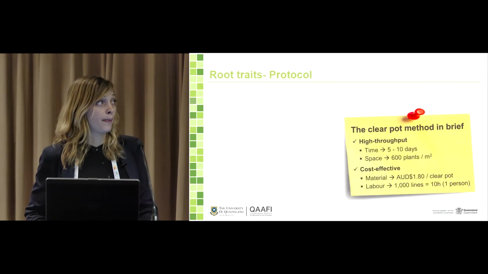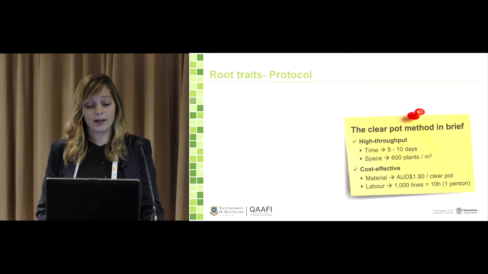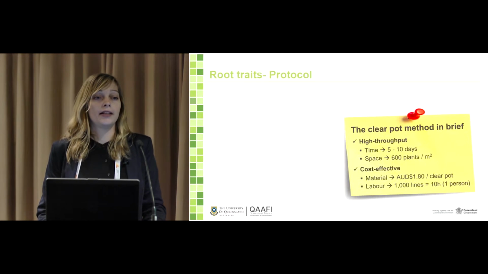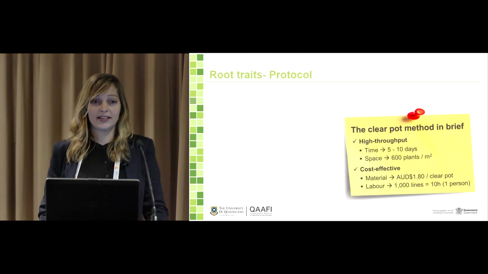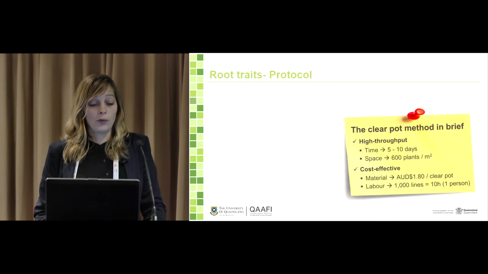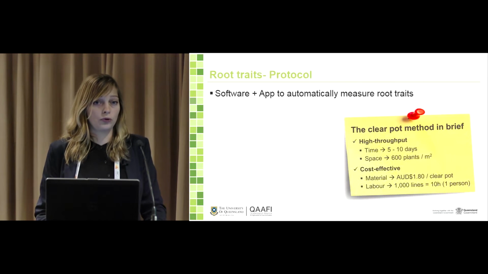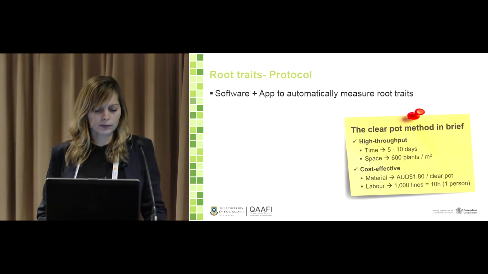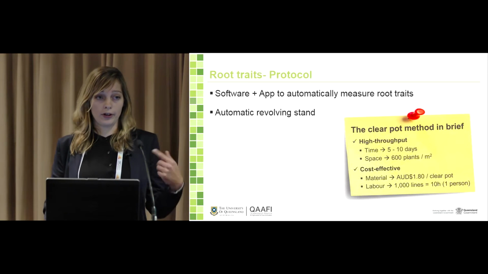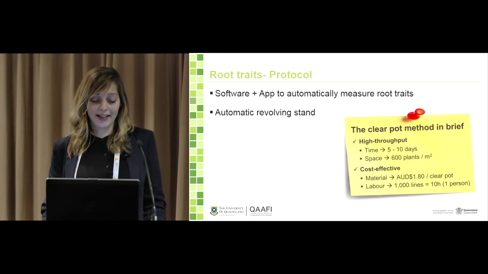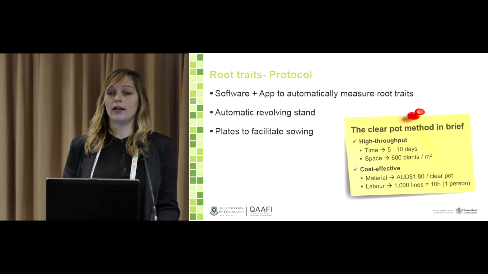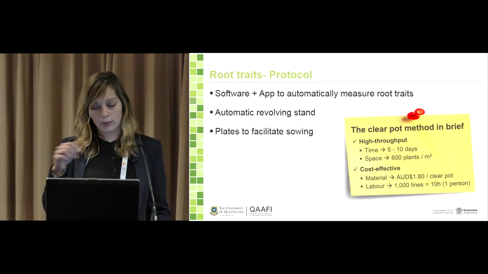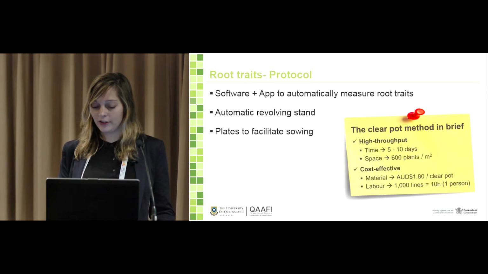So this method is high throughput. It's only 5 to 10 days. You can fit 600 plants per square meter. It's quite cheap, less than $2 for a pot, and it's really easy to set up. We are currently working on software and an app to automatically detect the roots, and also to automate the stand so it will rotate by itself. We also created a system of plates to organize the seeds following the randomization, so it's easier to sow.